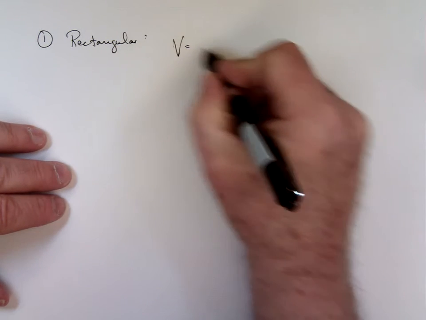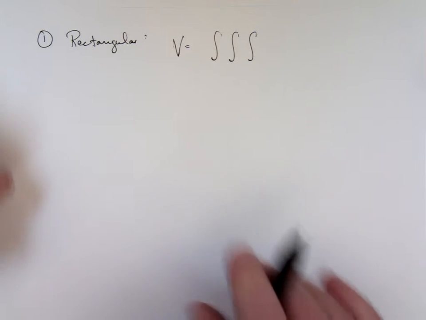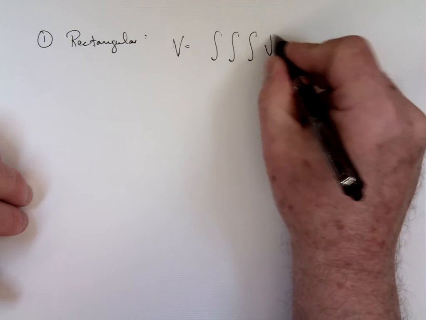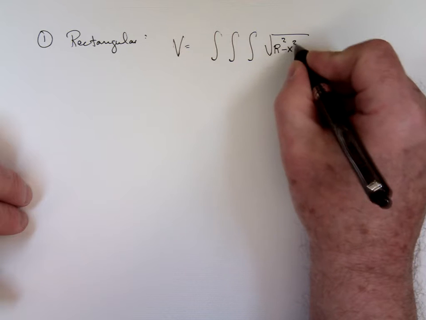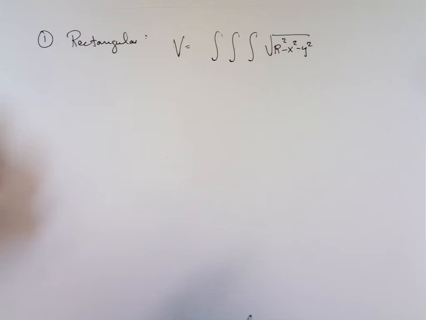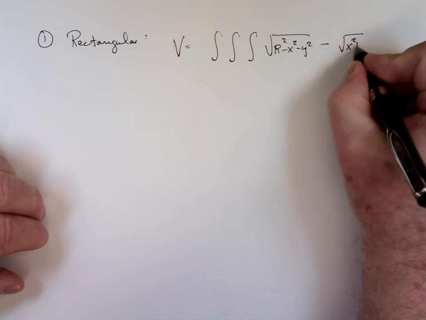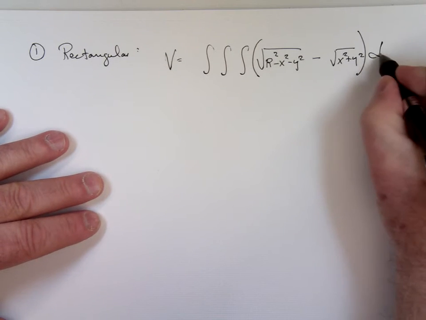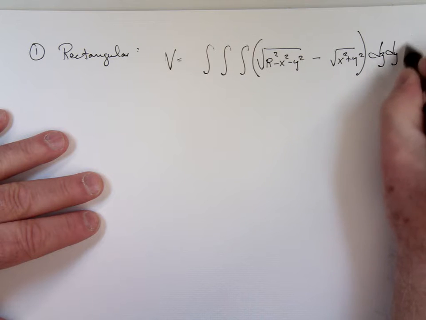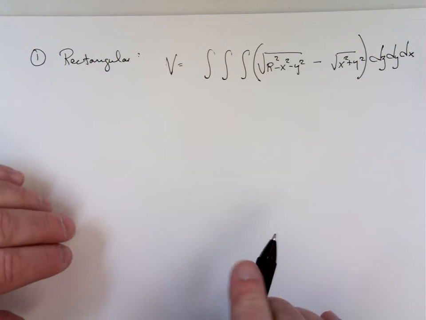That volume is going to be the triple integral of the top surface z, which is equal to the square root of r squared minus x squared minus y squared. That's our top surface, the sphere, minus the bottom surface, dz, dy, dx. Can you explain where the root things come from?